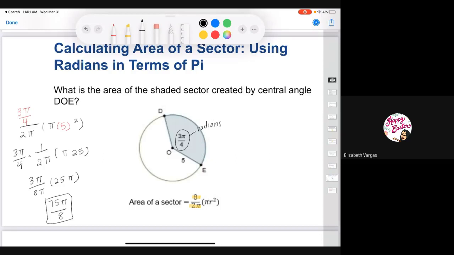So basically, you know you have radians, so you want to use your radians area of a sector equation. You plug in all the information you have, the central angle and the radius, and then solve. All right, any questions here?